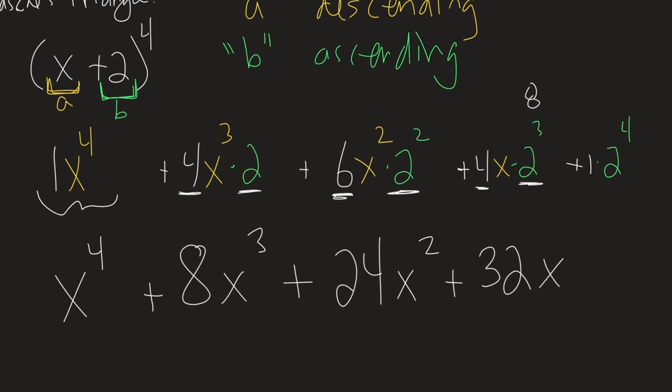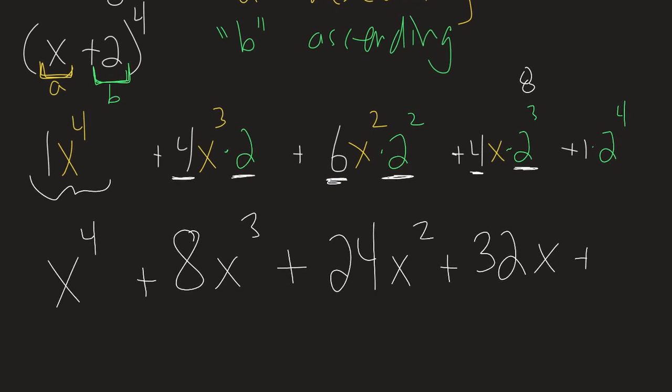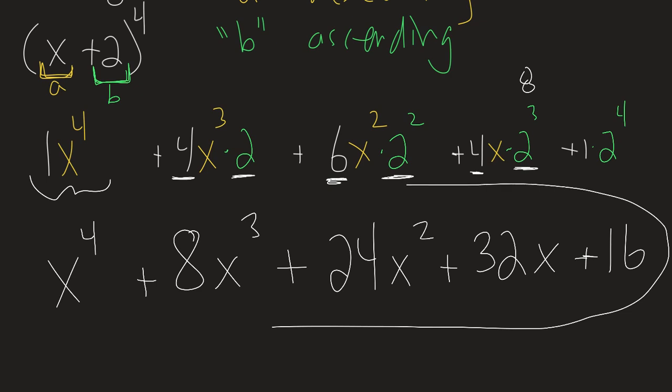x is there. And then my last term is 2 to the fourth. 2 to the fourth is 16. So this would be your expansion of x plus 2 raised to the fourth power.